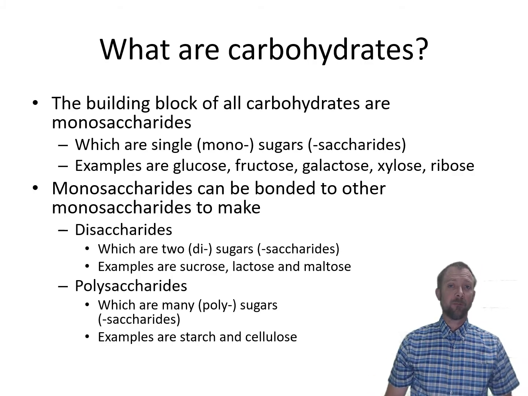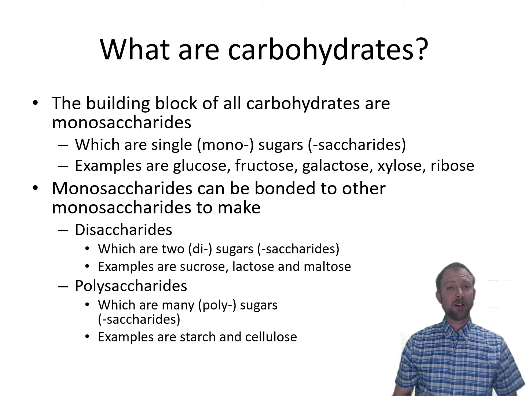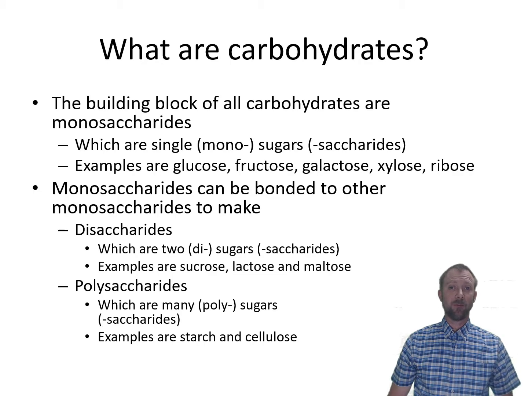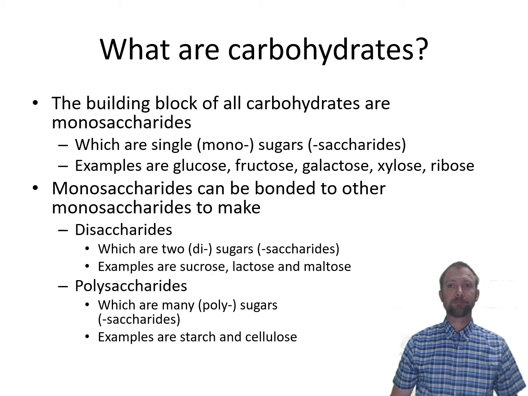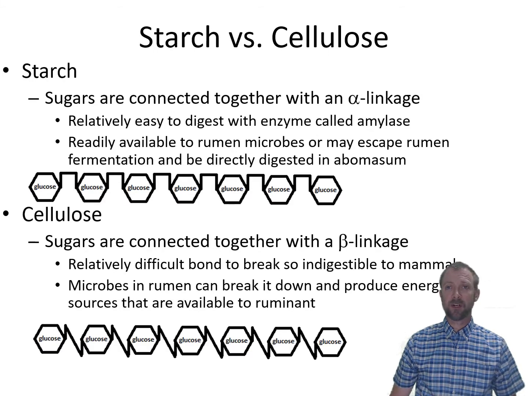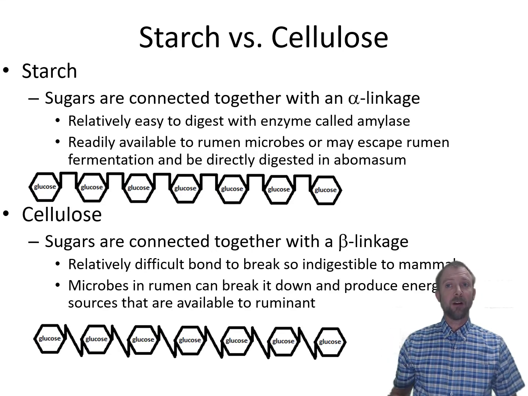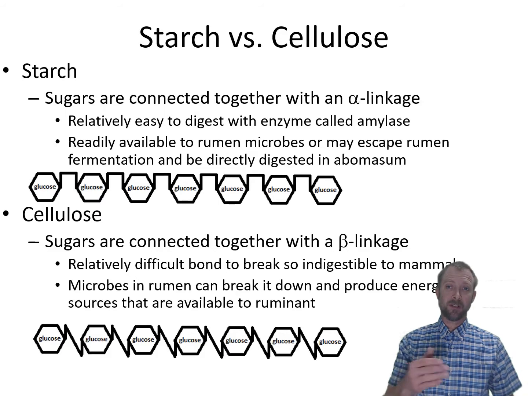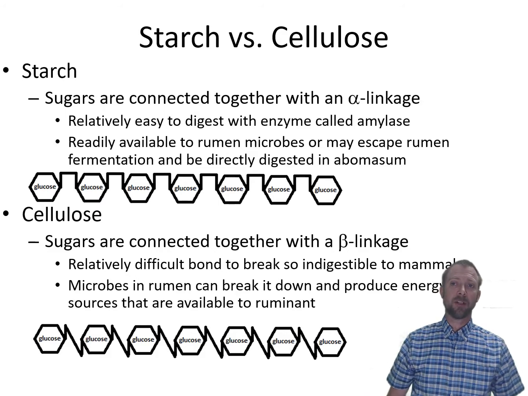Then we also have polysaccharides. Poly means many sugars, and examples of these would be starch and cellulose. So what is the difference between starch and cellulose? Basically, if we stick a bunch of glucoses together in certain types of bonds, they make starch, and another type of bond, they become cellulose.